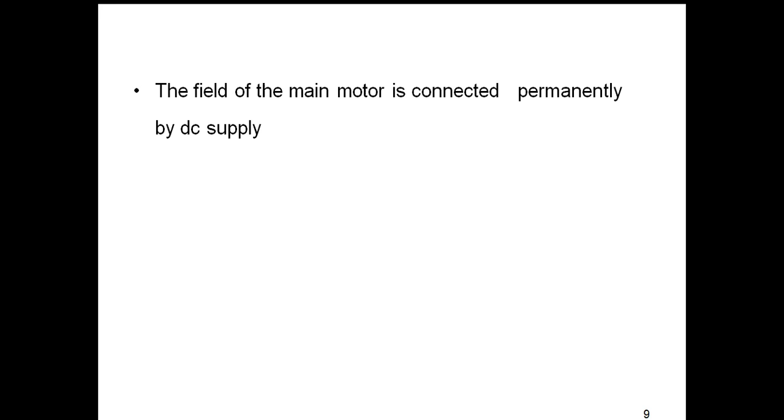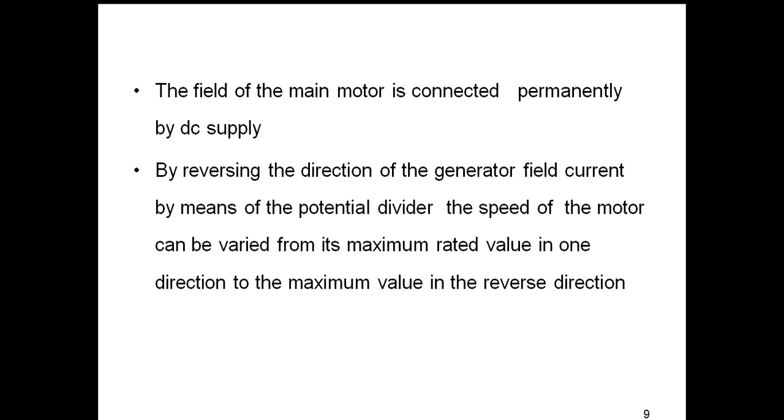The field of the main motor is connected permanently to a DC supply, and by reversing the direction of the generator field current by means of potential divider, the speed of the motor can be varied from its maximum rated value in one direction to the maximum value in the reverse direction.